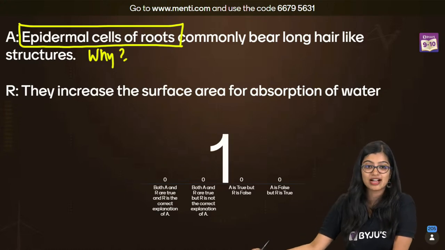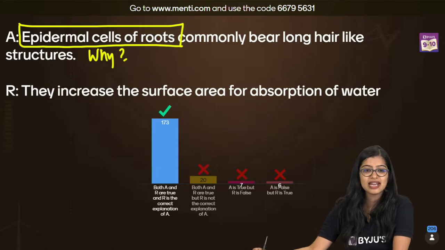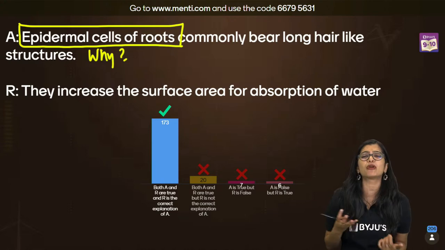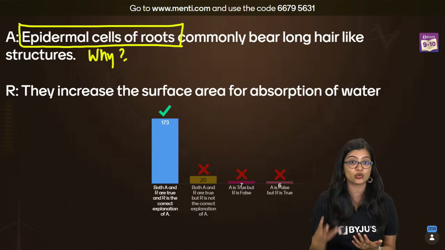Okay, I can see a lot of answers coming my way, and most of you have got the answer correctly. Well done, everybody. So when you talk about epidermis, we know that epidermis is a kind of protective tissue that is there in the plant. We find it on the leaves. We find it on the roots also.